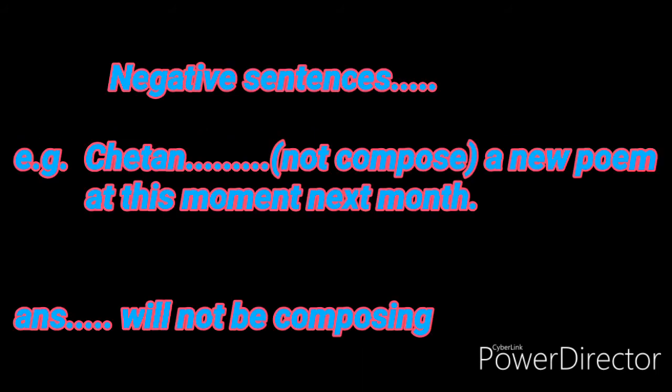Negative sentences. Chetan blank not compose a new poem at this moment next month. At this moment next month is the time adverbial of future continuous tense. With Chetan we have to use will be plus ing of compose. Remember, we use not after the first helping verb. So the answer is will not be composing. Do not write will be not composing. That would be a wrong answer. So the correct answer is will not be composing.